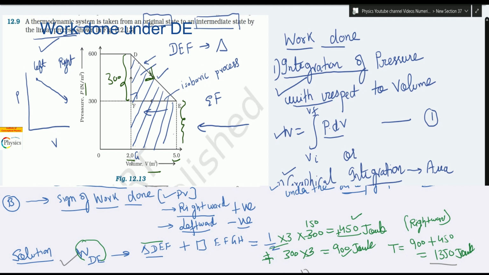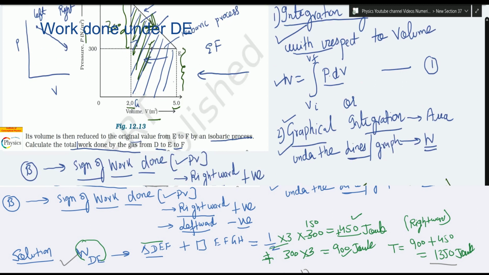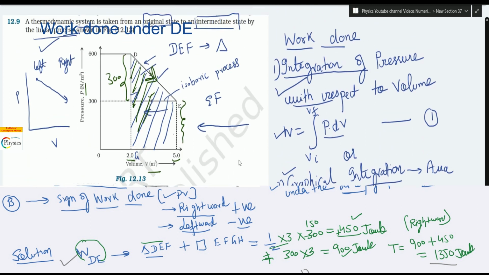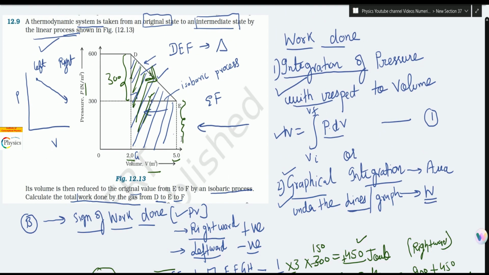Remember, we have not considered any other graph except DE. So the whole work we have done is for DE. Therefore, I did not worry about the direction of this. I'm just worried about the area under DE, and DE is moving rightward. Therefore, both the works are positive for DE, only DE. Now let's calculate the work done from E to F.